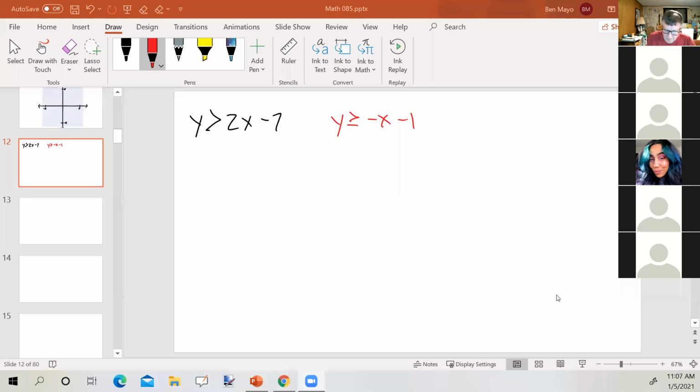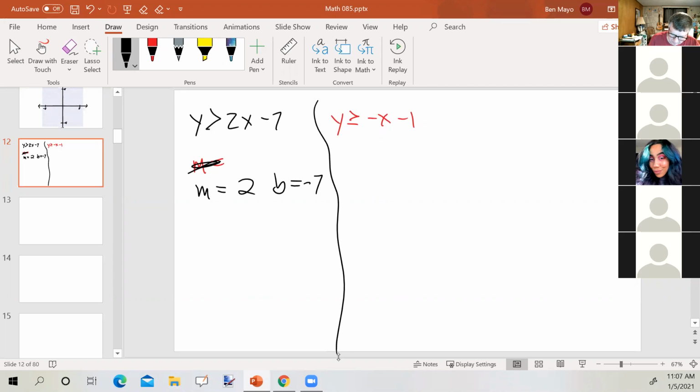So I'm going to go back to my whiteboard screen. The first one, y greater than 2x minus 7, the slope would be 2, and the y-intercept would be -7. For the second inequality, the slope would be -1, and the y-intercept would be -1. Notice that the first one does not include equals, and the second one does. So let's focus on the first inequality. It has a y-intercept of -7 and a slope of 2.